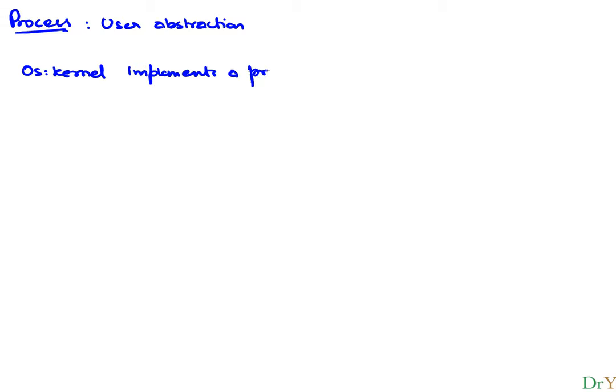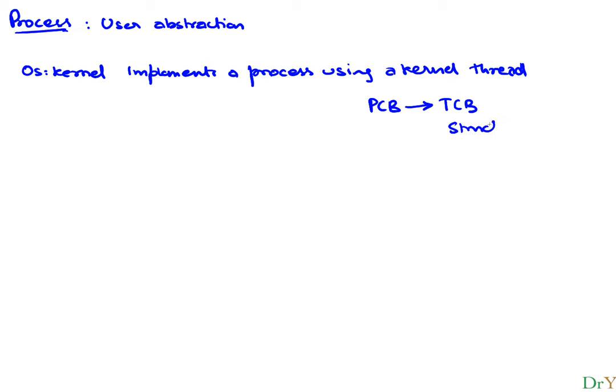The important thing to know is in Pintos a process is really a user level abstraction. Because the operating system, the kernel, implements a process using a kernel thread. Which means that there is really only a kernel thread structure. We don't have what we normally think of as a process control block. For us, a process control block is really a thread control block. In Pintos, that's simply a data structure called struct thread. Okay. So every process has a single thread associated with it.